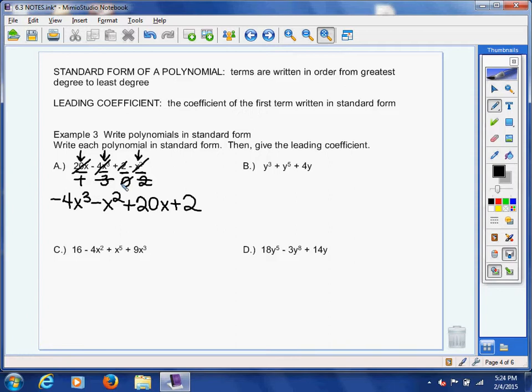Now is the time to identify the leading coefficient. Okay? So the leading coefficient, it sounds like it is. Leading just means it's the first number you see at the beginning, and that is negative 4.